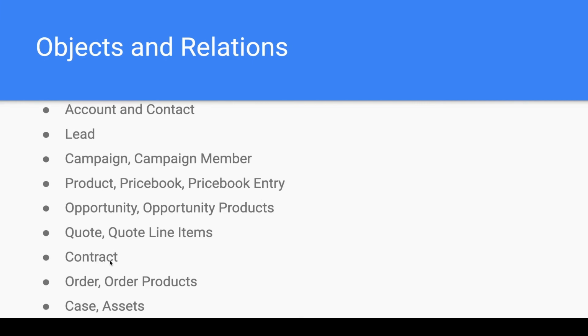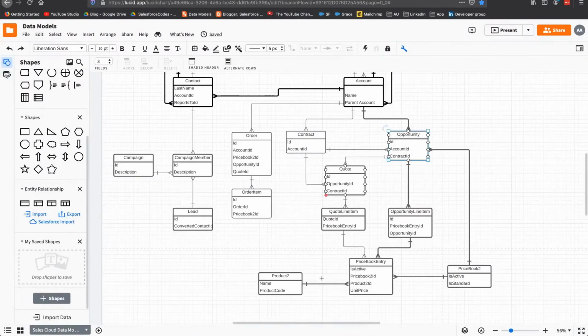Then the next object is contract. So once you have finished your negotiation and you agree to go ahead with a deal, usually your company signs a contract that is usually represented using the contract object.